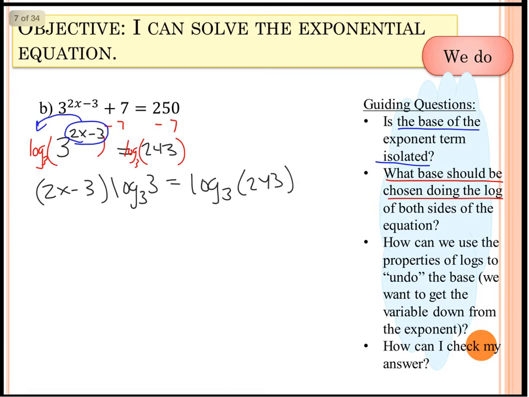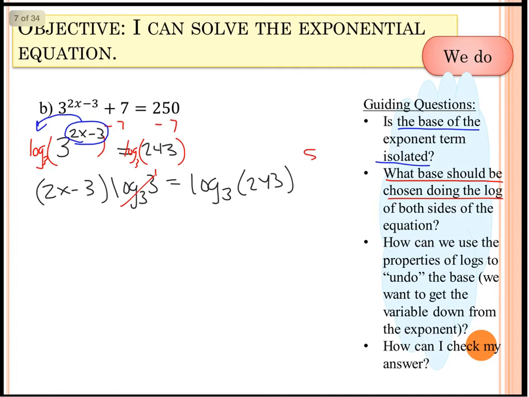Okay, so now I know that I can simplify these logs. Log base 3 on 3, that's like asking, hey, what power do I need to raise 3 to in order to get 3? Well, that's just a power of 1. So this thing is just 1. And then I want to think about, what power do I need to raise 3 to in order to get 243? So you might need your calculator on that one. It is actually 5.